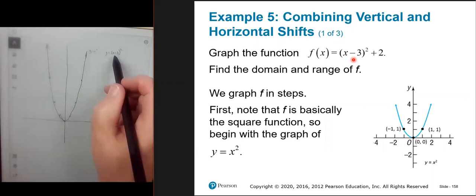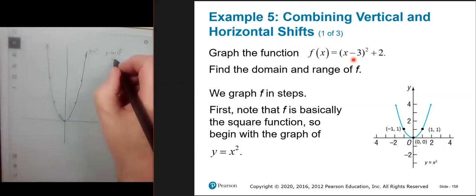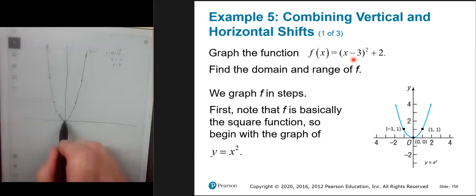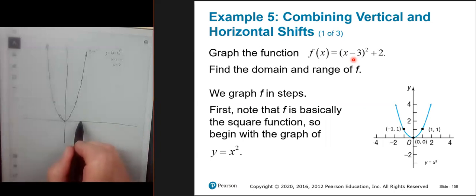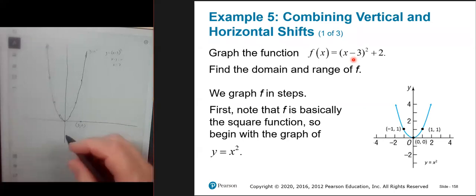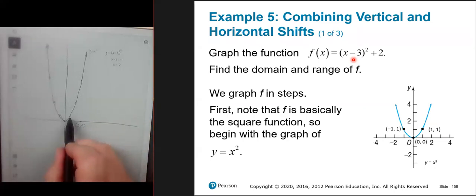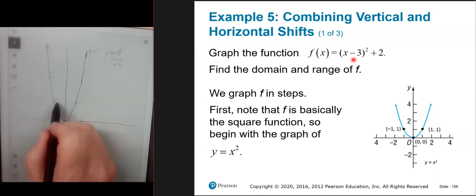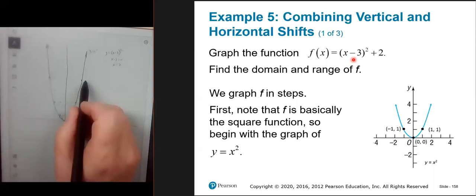So that means I want to look at what happened to my 0, 0. So I set that equal to 0. So x equals 3. So now my 0, 0 went from 0, 0 to 3, 0, sorry, because now 3 gives me 0 instead of 0 giving me 0. So that means all of these points here got moved 3 units to the right. All of these points get moved over 3 units to the right.